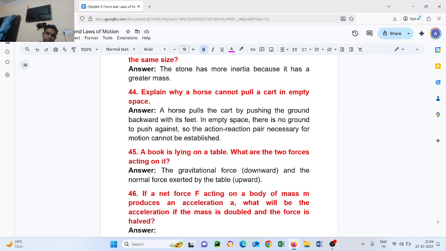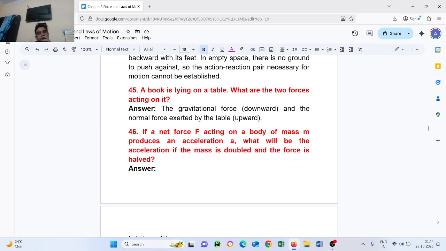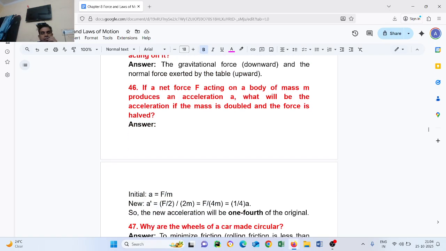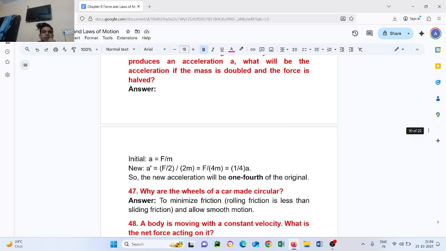Question number 45. A book is lying on the table. What are the two forces acting on it? The gravitational force downward and the normal force exerted by the table upward. Question number 46. If a net force F acting on a body of mass M produces an acceleration A, what will be the acceleration if the mass is doubled and force is halved? Initial A equals F upon M. A dash equals (F upon 2) upon 2M, which is F upon 4M, equal to 1 upon 4 A. The new acceleration will be one-fourth of the original.